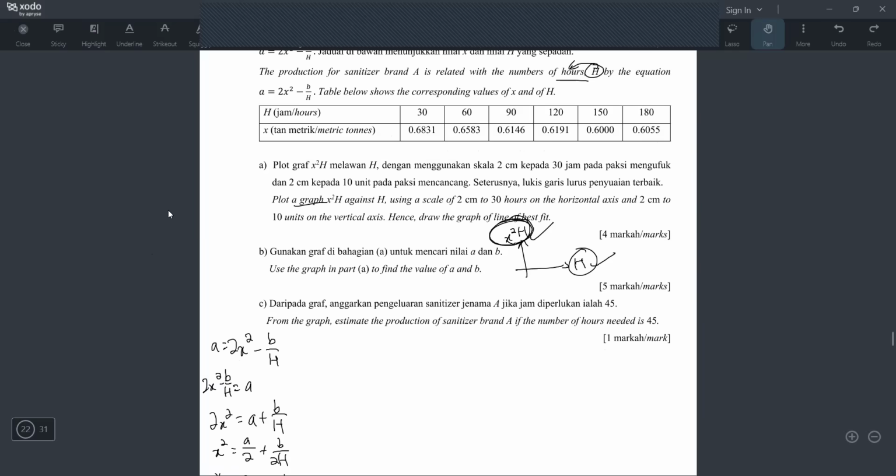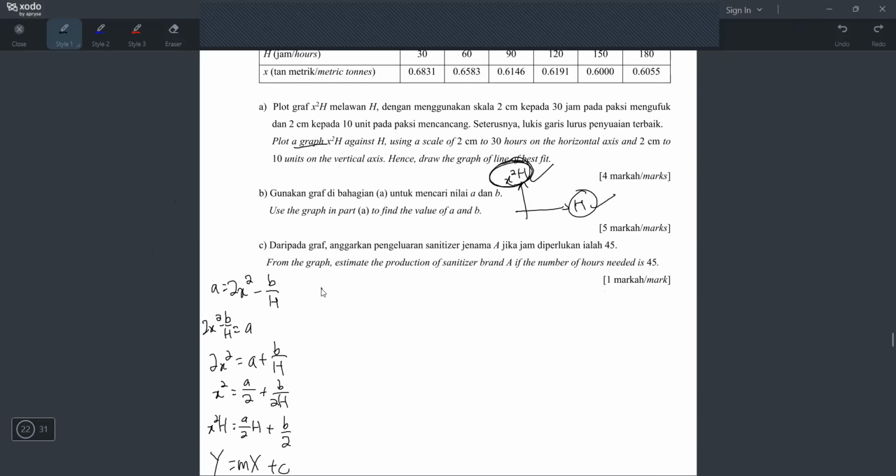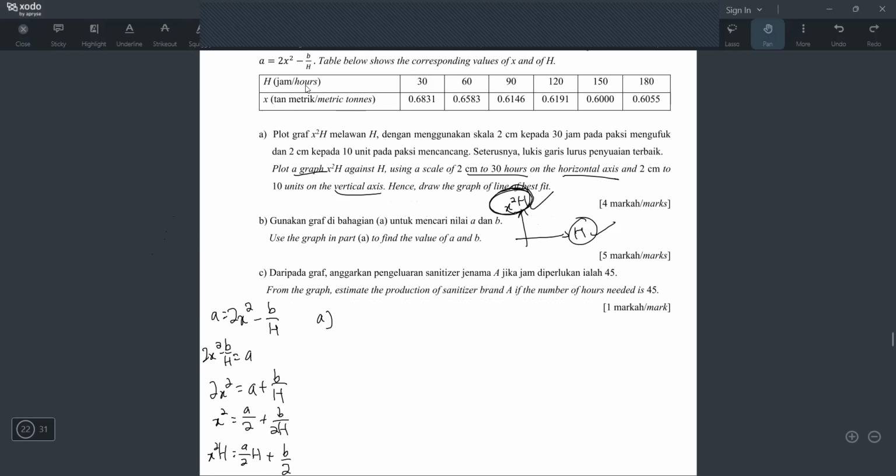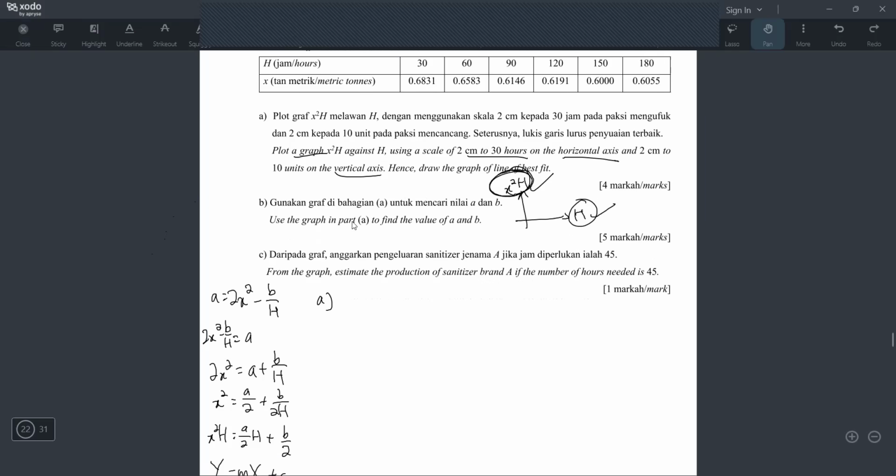Okay, but part A, they want you to do what? Part A, they want you to plot a graph of x square h against h using a scale 2 cm to 30 on x-axis, 2 cm to 10 on y-axis. Draw the line of best fit. Before you plot the graph, you have to construct a new table. You cannot use this table anymore, because this table is for x and h. Now you want a table for x square h and h. So now you do a new table.